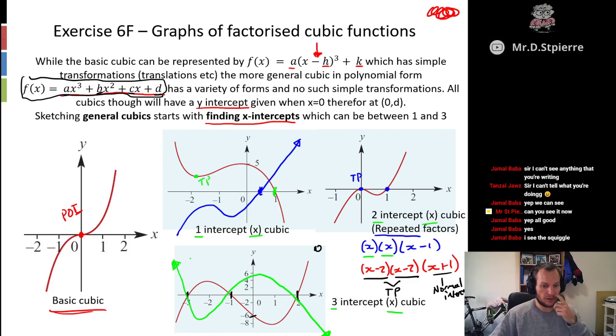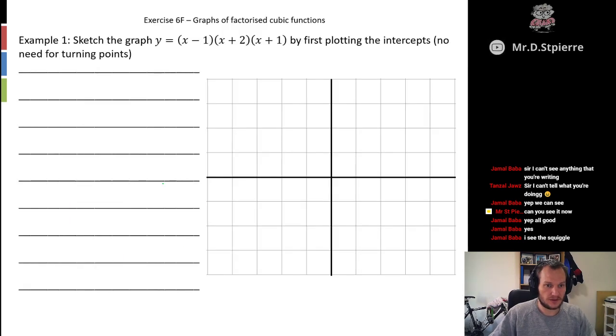So let's have a quick go at graphing one of these. The nice thing is, in this first example, we're starting already in factorized form, and we have 1, 2, 3 factors, and they are all different. Therefore, we're going to have a 3-intercept cubic. Remember, when we talk about intercepts, I'm talking about the x-intercepts. So how do we find those? We use the null factor law.